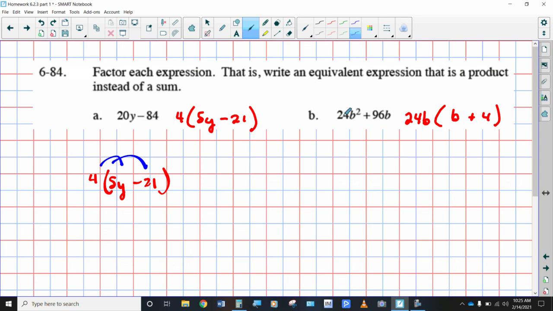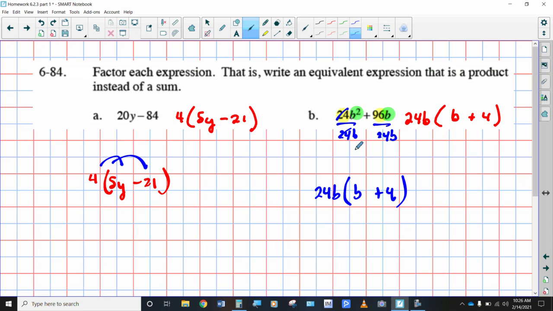And then here, what do 24 and 96 have in common? Turns out they both have 24 in common. So we can divide each one of these terms by 24, but it also has a b in common, because b squared is b times b, and this is b times 1. So if you factor out a b as well, and that comes on the outside. Okay, so 24 divided by 24, and then b squared divided by b is b, and then 96 divided by 24 is 4. Okay, this is kind of tricky.